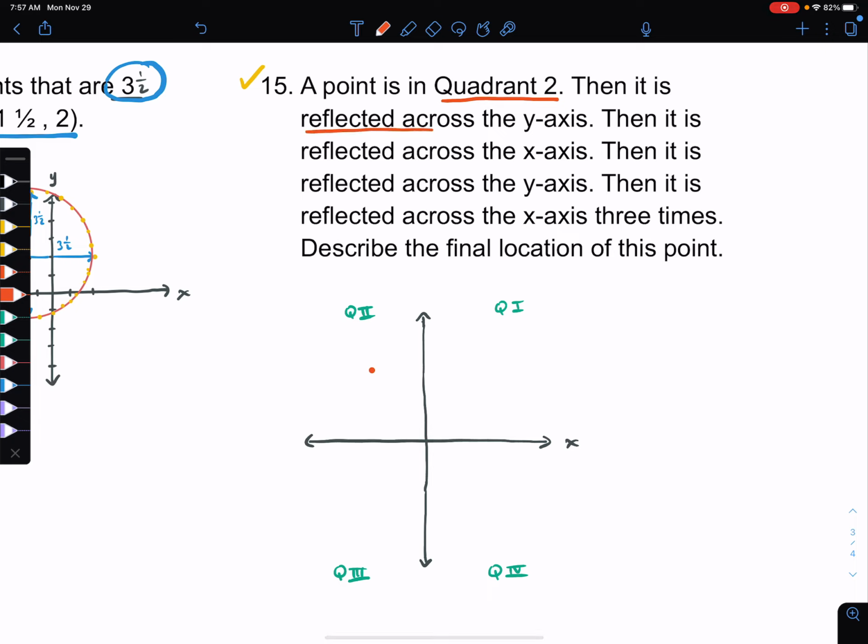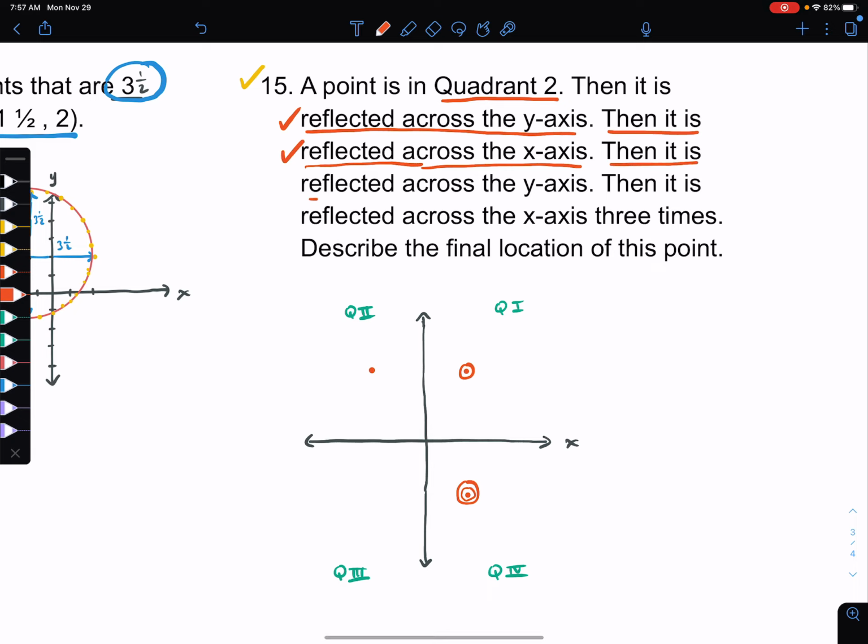Then we reflect it across the y-axis. So where's the y-axis? It's right over here. So if we reflect it, then it's got to be equidistant on the other side. So here's the new point. I'm going to circle it to show that's my first thing that I've done. Then it is reflected across the x-axis. So where's the x-axis? That's right over here. So we got to see how far it is from here. I've got to go the same distance over below. So I'm going to show that this is my new location. I'm going to put 2 circles around it to show you that. Took care of step 2.